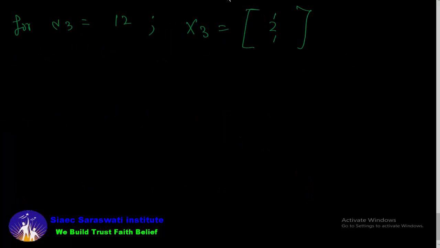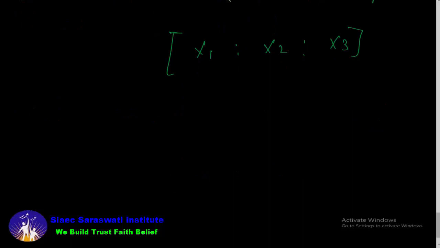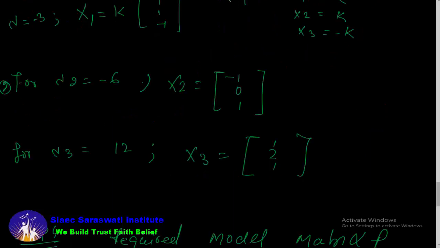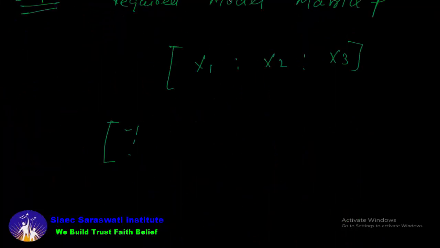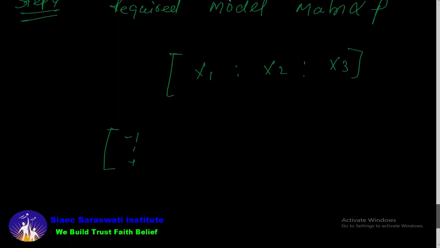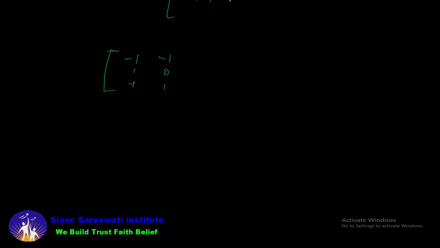So on combining these, step number 4, the required answer, the model matrix P. The matrix will be the values of x1, x2, x3. So x1 is -1 1 -1, next x2 is -1 0 1, and x3 is 1 2 1. So this is the required model matrix for the given matrix.